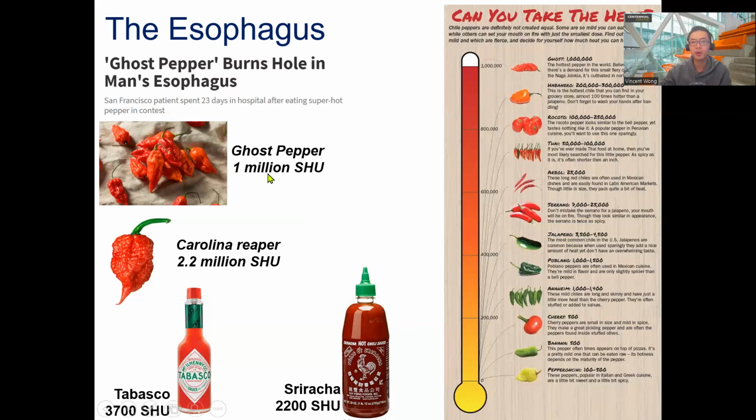Okay, but once we get to the ghost pepper, it's like a million units, right? So it's substantially more spicy than common hot sauces. And the really, really hot one nowadays, they make these by breeding different peppers, and the one that is the hottest right now, the most spicy, is called the Carolina Reaper, right? 2.2 million SHU, and you can look it up and see how it looks on YouTube.